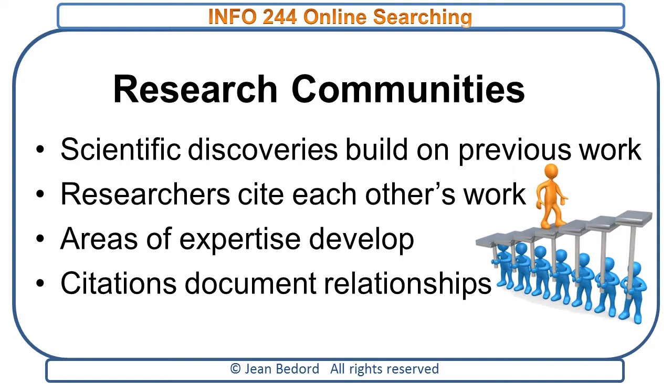Citation searching is based on human behavior. First of all, scientific discoveries do not develop in a vacuum. Scientists are always building on previous work. In the process of documenting this previous work, a researcher will cite the work of others. So by looking at the references of individual authors, subject experts can be identified, then their research traced forward and backward.